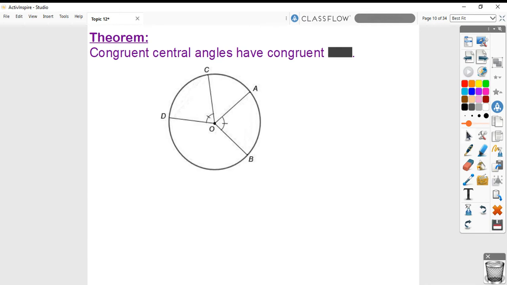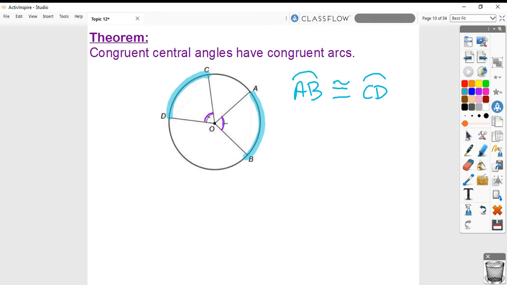The first theorem we're looking at says that congruent central angles have congruent arcs. What that means is that if the central angle of arc AB and the central angle of arc CD are congruent to each other, then the arcs themselves, arc AB and arc CD, are congruent to each other. So we would say that AB with the little arch top is congruent to arc CD. That little arch top over the letters means it is an arc.